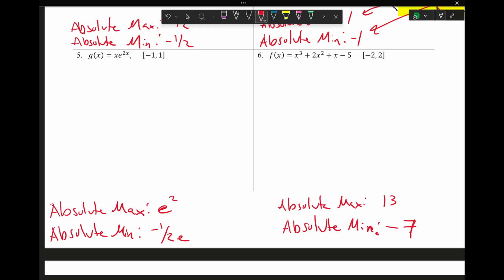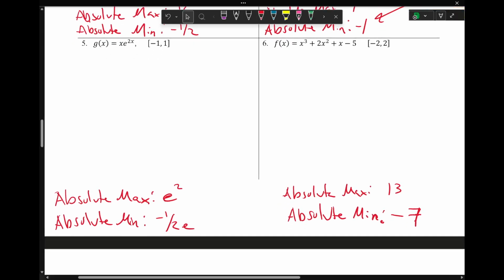Okay, my answers to 5 and 6 have been up there for a little bit. Anybody like me to go over number 5 or number 6? Oh, I'm sorry, I didn't even share it. 5 was e squared and negative 1 over 2e, and number 6 was 13 and negative 7. No takers for those two? Okay.